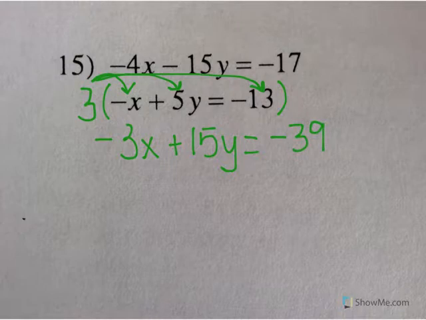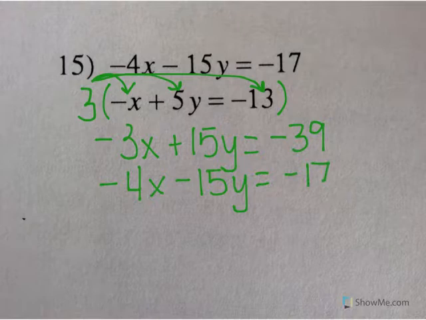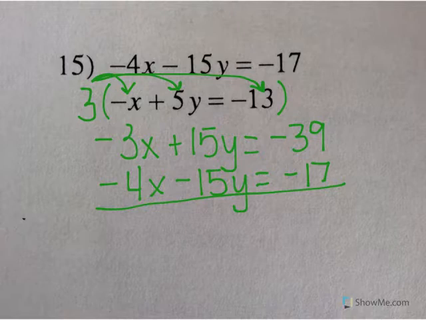I'm going to go ahead and rewrite my top equation. So I have -4x minus 15y equals -17. When I add these together, do I have terms that cancel out? Of course I do. My y's are +15 and -15, which cancel each other out.